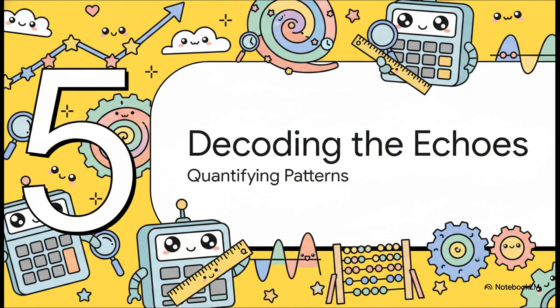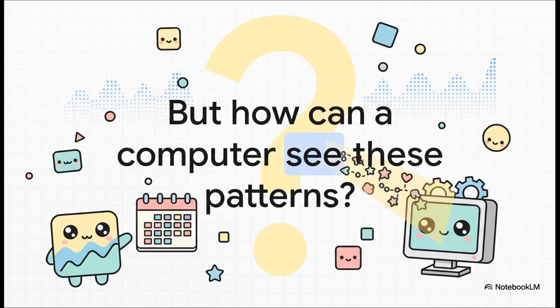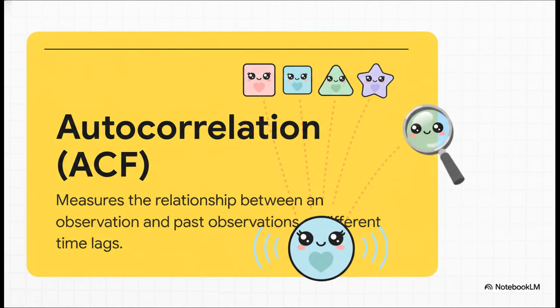So we've talked about finding patterns with our eyes, but how do we actually quantify them? Let's look at one of the really powerful tools statisticians use to go from just seeing a pattern to scientifically measuring its strength. I mean, it's one thing for us to look at a chart and say, hey, that looks seasonal, but how do you teach a machine to see that? How do you actually program it to recognize those subtle relationships hiding in the data? Well, a big part of the answer lies in a tool called the autocorrelation function, or just ACF.